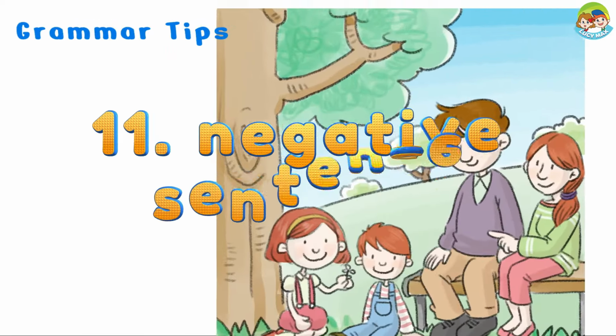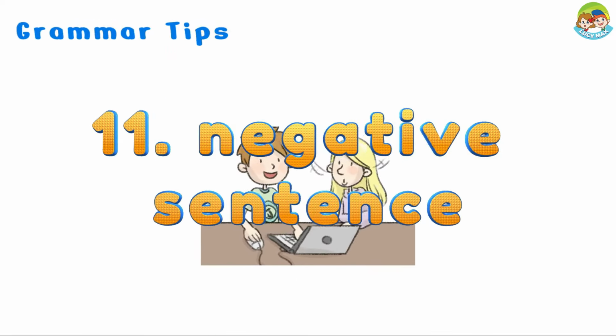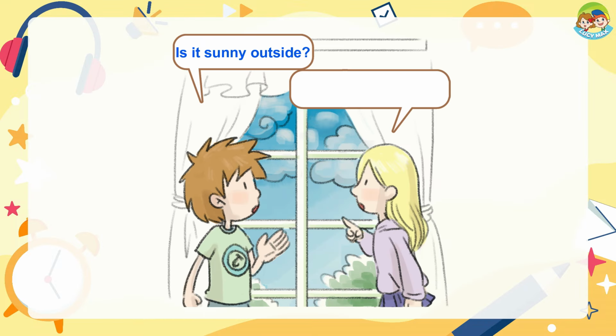Unit 11, Negative Sentence. Is it sunny outside? No, it isn't. It's cloudy.